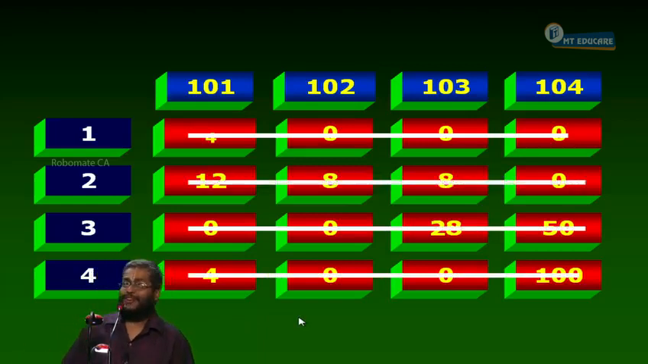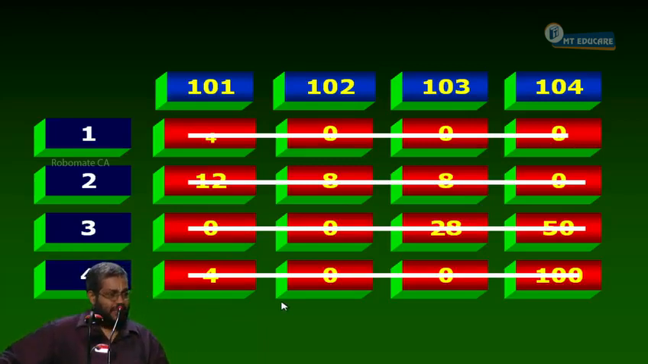Yes, second row. Second row is having only 1 zero. Now, how many lines are there? 4 lines. Can you go for assignment or not? Yes. Step 9 or 10? Step 10. Is the number of lines equal to the order of the matrix? Number of lines is equal to 4.